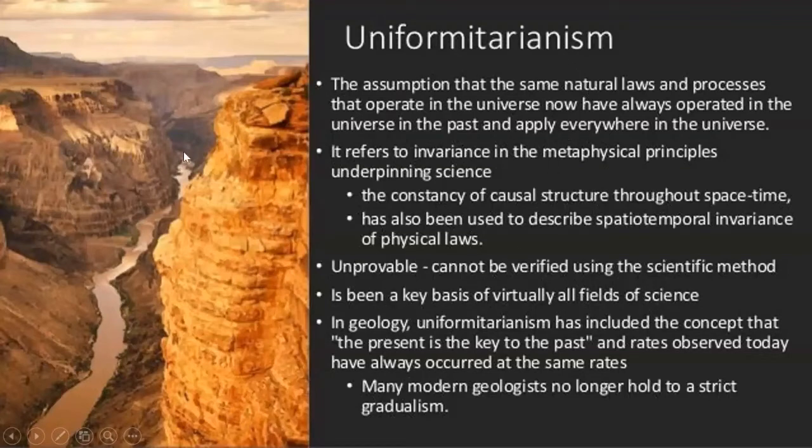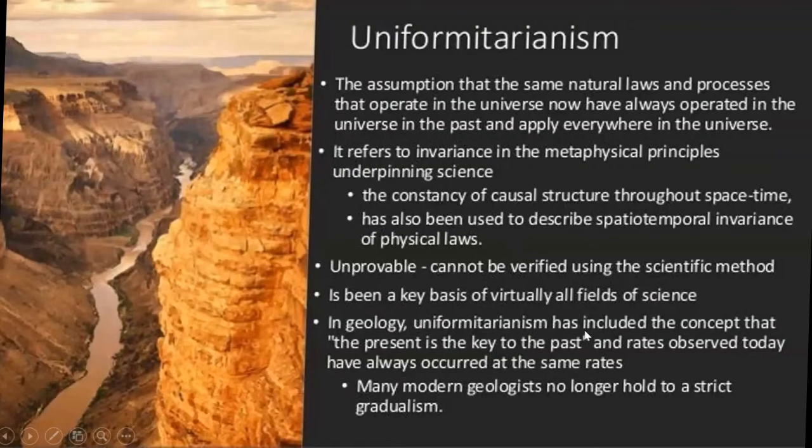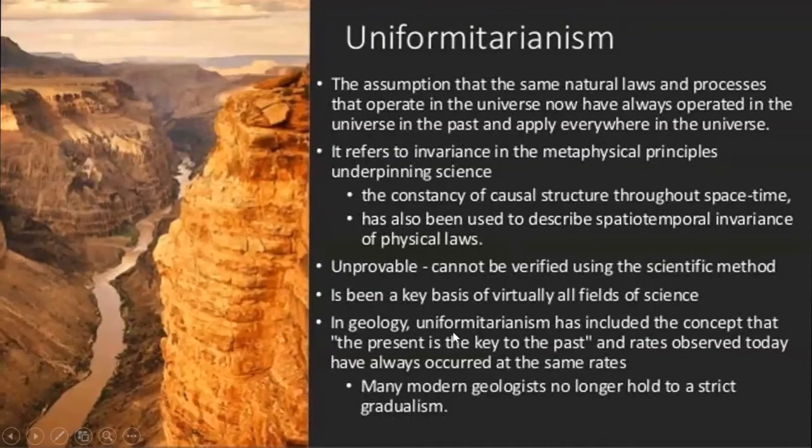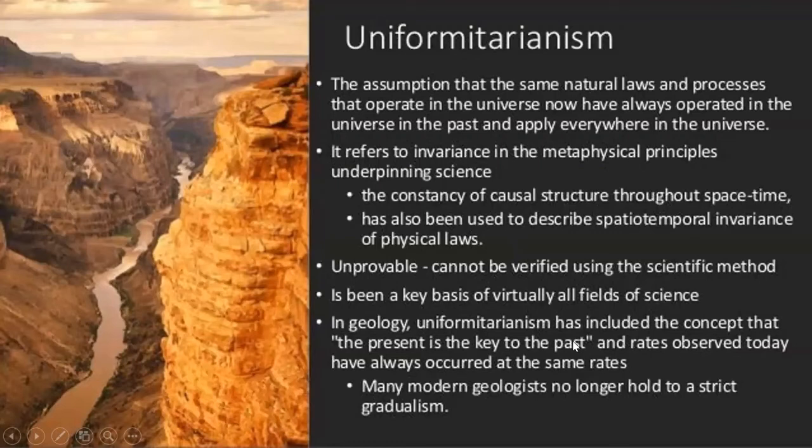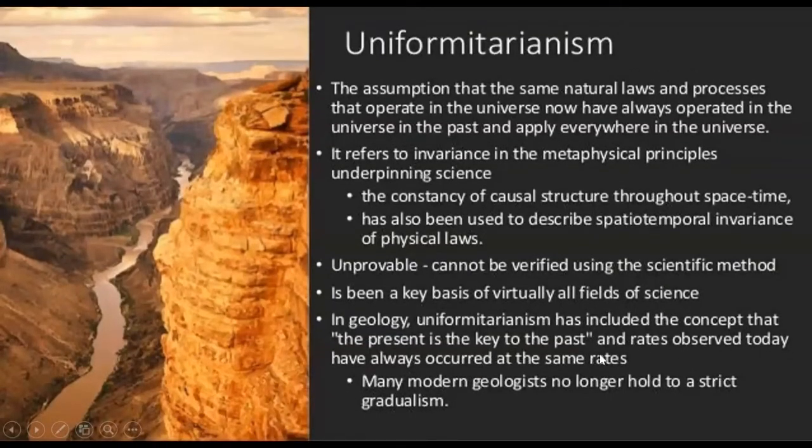And in geology, the study of rock formations, landforms, mountains, and all these things, uniformitarianism has included the concept that the present now is the key to the past. That means how slow or how fast things are changing now is a picture of the same thing in the past, very slow or very fast. Rates observed today have always occurred at the same rates.